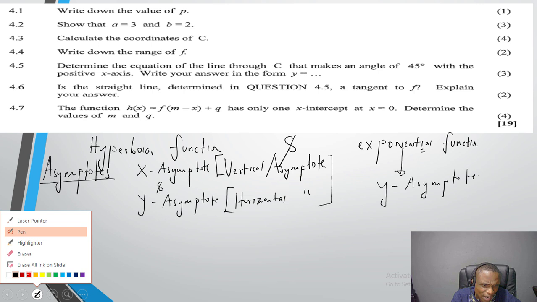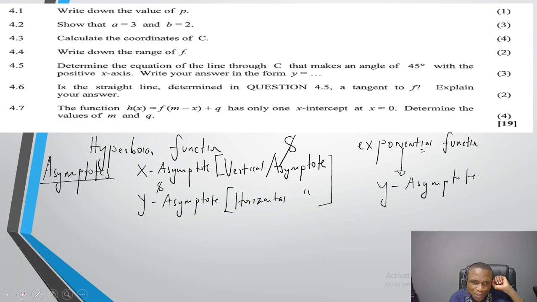I'm also repetitive in my explanation because these things are so important for you to understand. So I don't mind repeating this idea. The x asymptote, what is it? The x asymptote is that value of x whereby we cannot find the value of y. For that value of x, we cannot calculate the value of y.